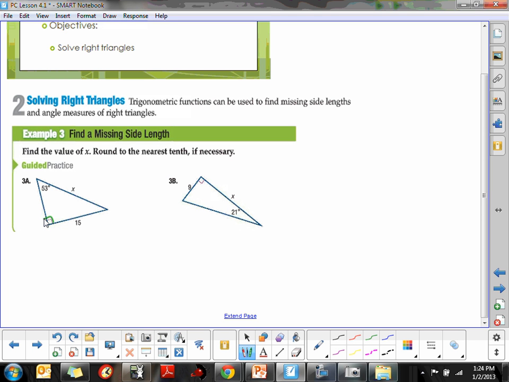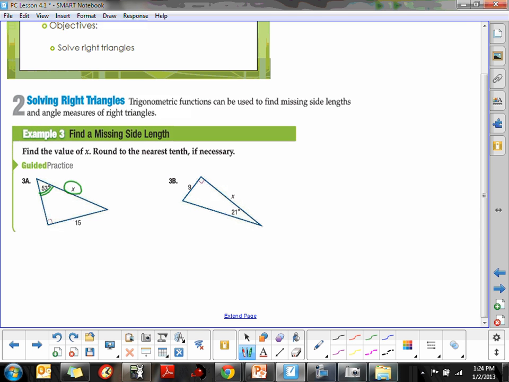I can't use the Pythagorean theorem to find this missing side length because in order to use it, you have to know 2 out of 3 sides, and we still don't know this side, so we have 2 sides that we don't know. Therefore, we can't use the Pythagorean theorem, so we'll use the other concepts, and that is our ideas of SOHCAHTOA. Now I'm going to look through the eyes of this 53-degree angle.